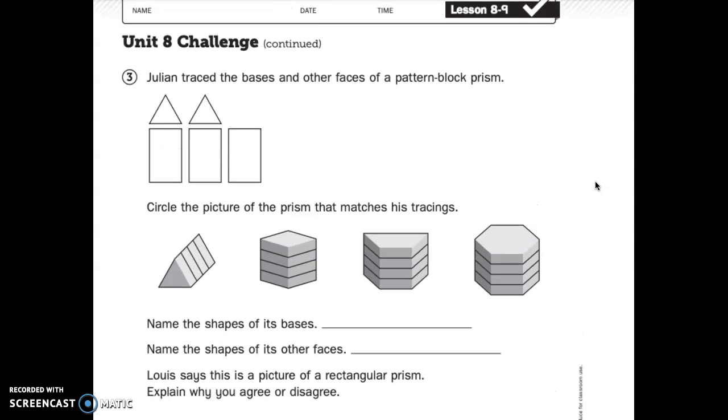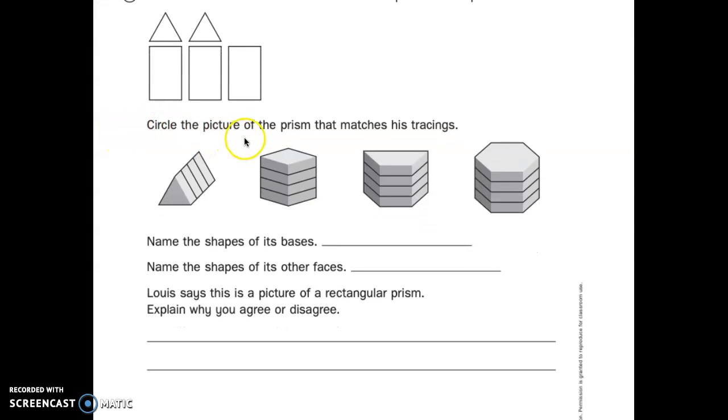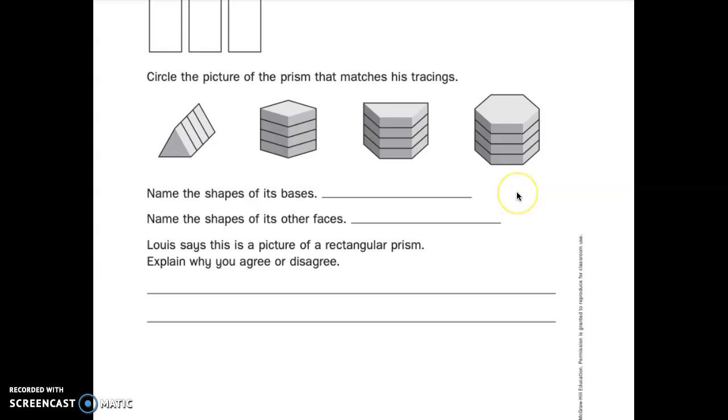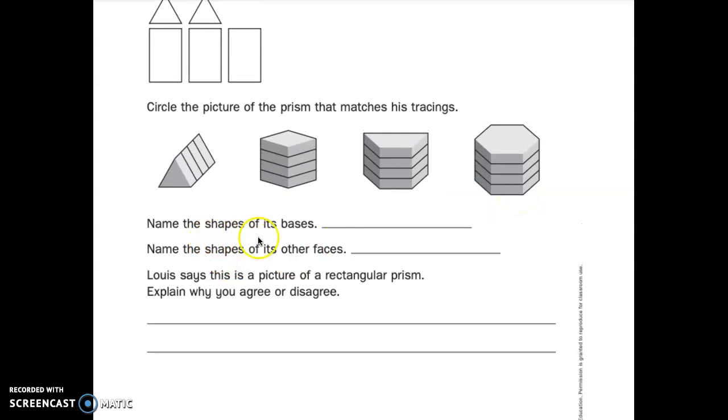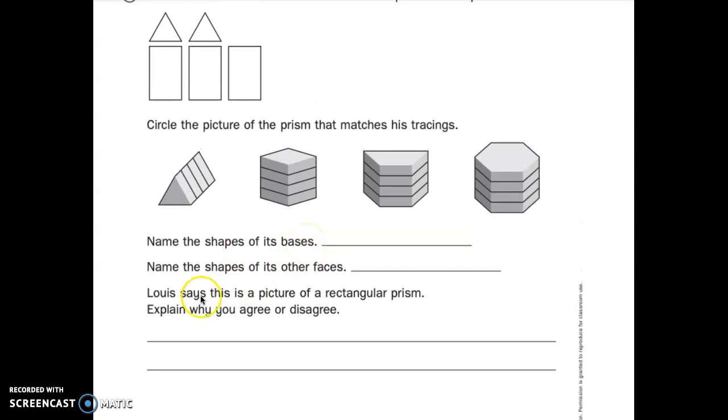And then our last one is, Julian traced the bases and other faces of a pattern block prism. Okay, so we have some prisms down here. So he traced them and he put the faces here. Circle the picture of the prism that matches his tracing. So based on these faces, is it this prism, this prism, this prism, or this prism? Then name the shape of the bases. Try to remember what's a base. Name the shapes of the other faces.